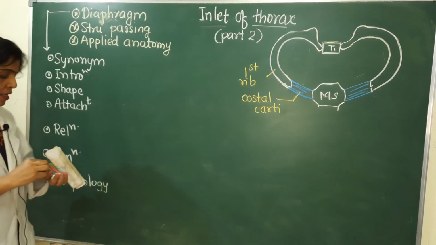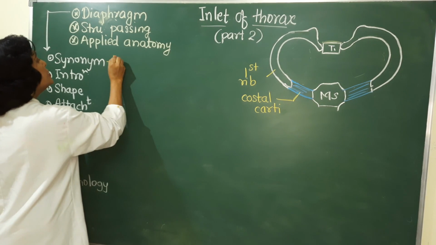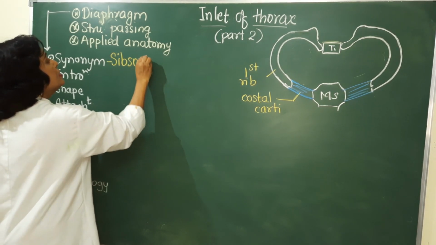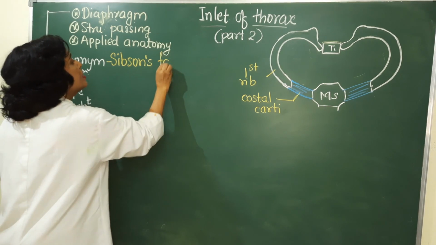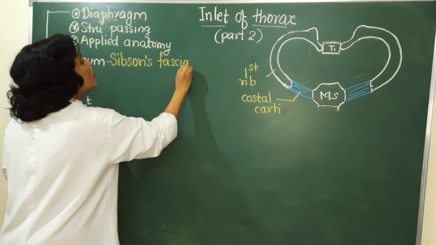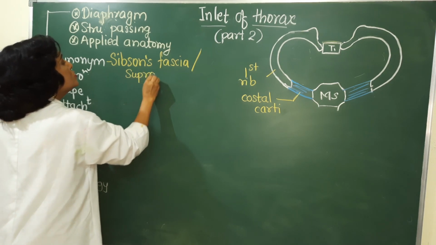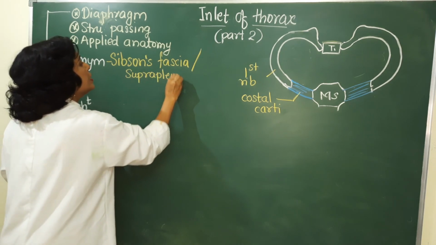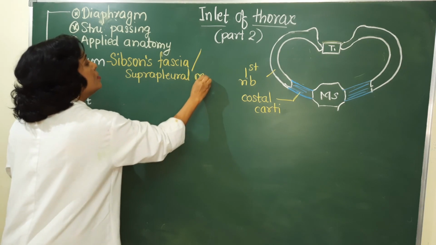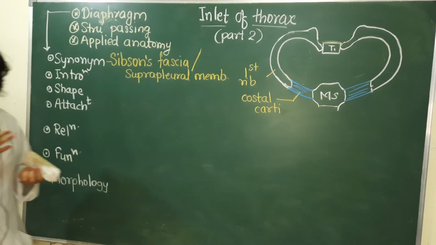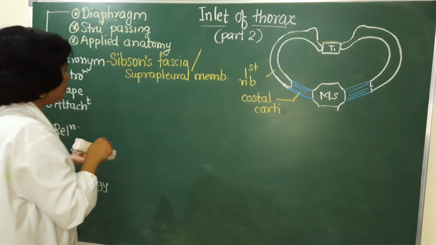Now, synonym. This diaphragm is also called Simpson's fascia or suprapleural membrane. As the name suggests, it lies above the pleura, so the name suprapleural membrane.